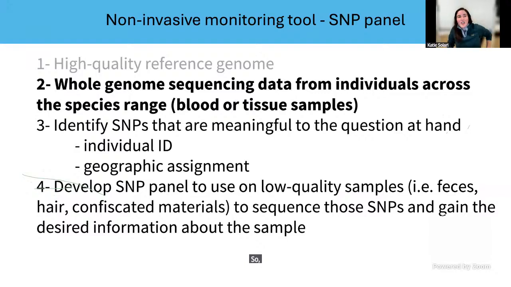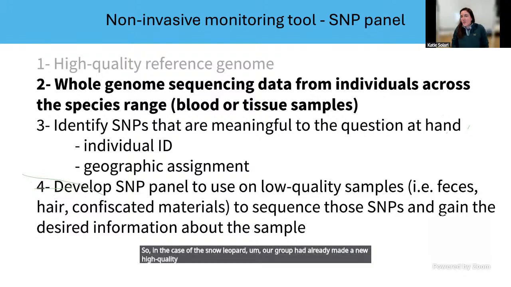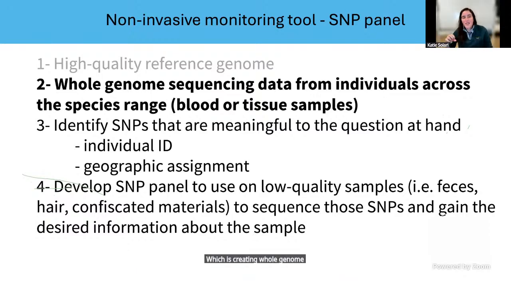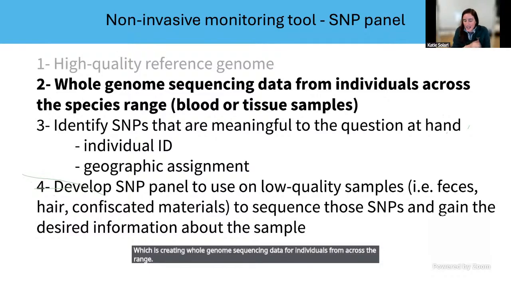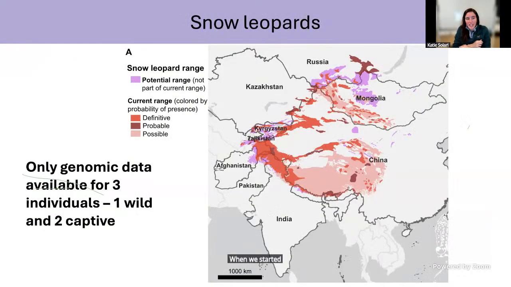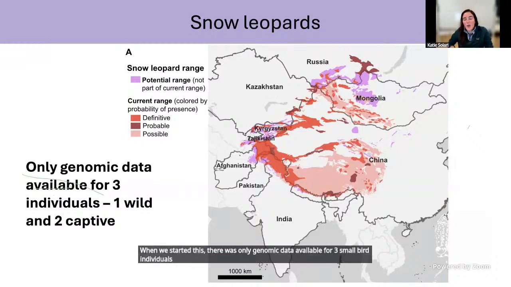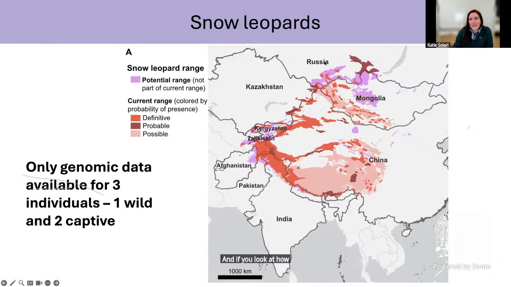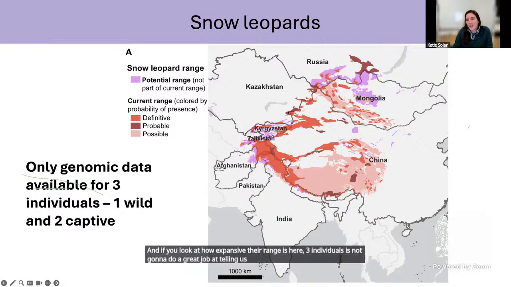So in the case of the snow leopard, our group had already made a new high quality reference genome for snow leopard. So this first step was done. So we jumped in on number 2 here, which is creating whole genome sequencing data for individuals from across the range. And when we started this, there was only genomic data available for 3 snow leopard individuals. So 1 wild individual from Mongolia and 2 captive individuals. And if you look at how expansive their range is here, 3 individuals is not going to do a great job at telling us about the genetic diversity across the landscape for such a widespread species.